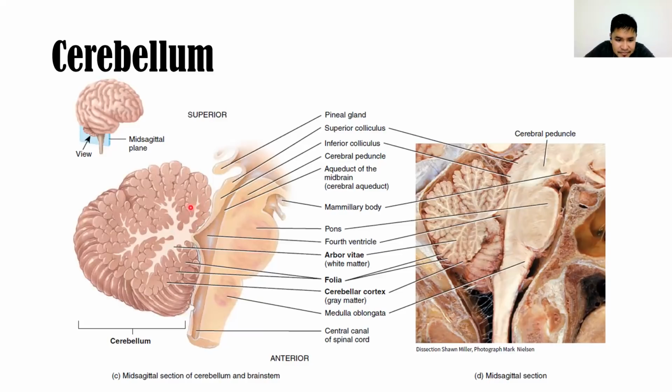So this is your brainstem. This is your cerebellum, midbrain, pons, medulla. Continuous na kagad siya with your spinal cord. Same here: cerebellum, pons, medulla, spinal cord. Pineal gland, part of your epithalamus. So you have here your aqueduct of the midbrain and fourth ventricle.